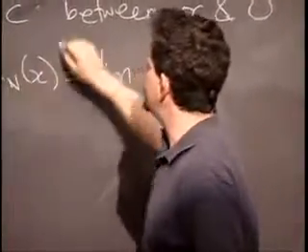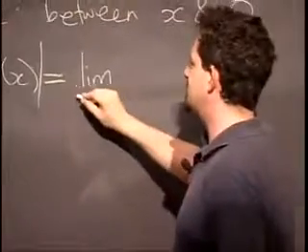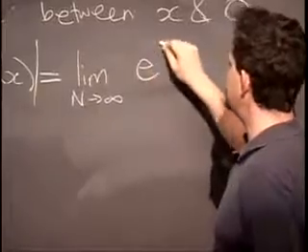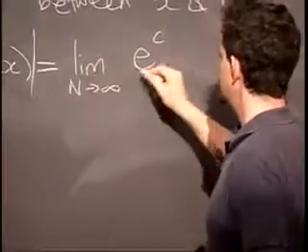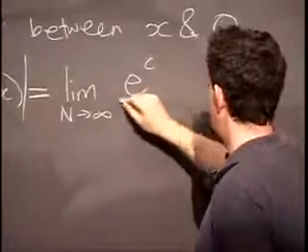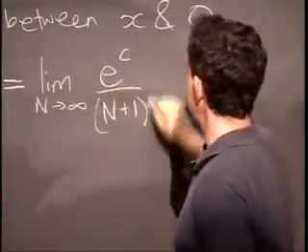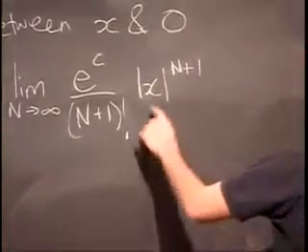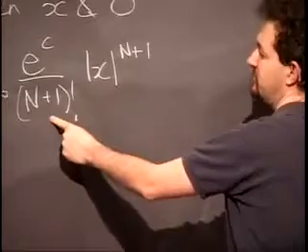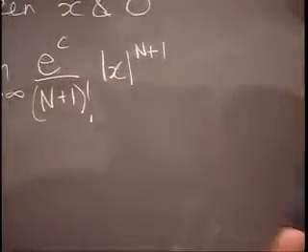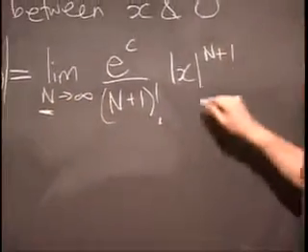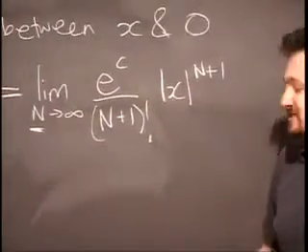Actually, I'll take the absolute value just to be a little bit snazzier about it. It doesn't make a difference since this is going to be 0. So we've got to see what happens to e to the c over n plus 1 factorial, absolute value of x to the n plus 1. I just took absolute values. E to the c is always positive, n plus 1 factorial is positive, so the absolute values can just go around the x. Now, what do we think this is? Now, first of all, note that it's the limit as n goes to infinity. It has nothing to do with x or c, just the n.